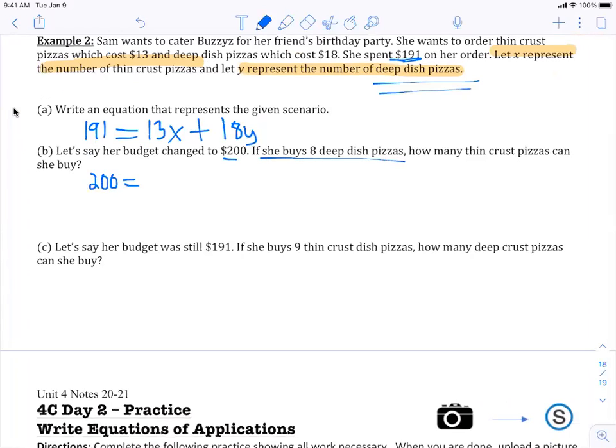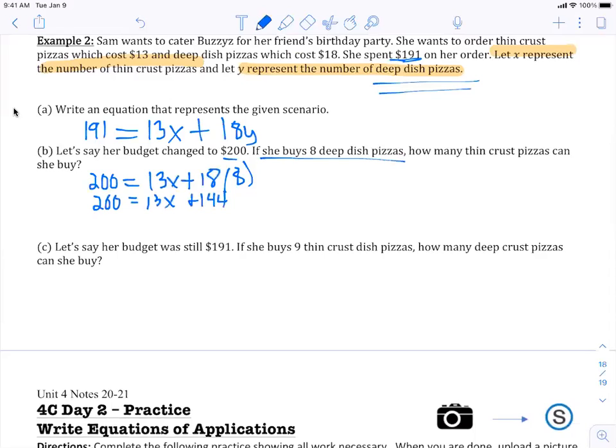Well, deep dish pizzas are represented by y, so let's go through and plug that in. We know for a fact there's 8 of these. So let's see how many thin crust pizzas we can order. We are going to start by multiplying 18 times 8, and that's going to leave us with 144. I'm going to bring everything down.